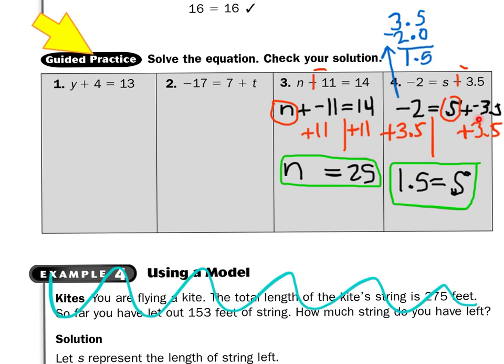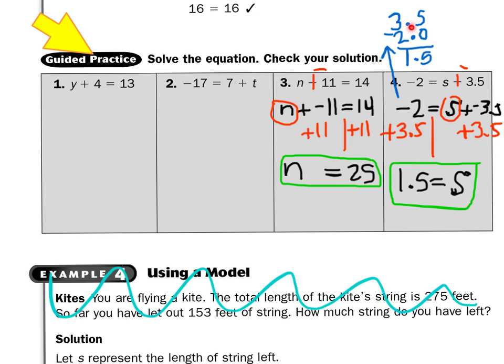So the only way for me to destroy it is to add the opposite. I'm going to add positive 3.5 on both sides of the wall. Okay, now to simplify this, I needed to show a little bit more work. See how I have negative 2 plus positive 3.5. Well, remember, the positives are going to win this battle, so I'm going to put the positive 3.5 on top, the 2 on the bottom, and I'm going to subtract.